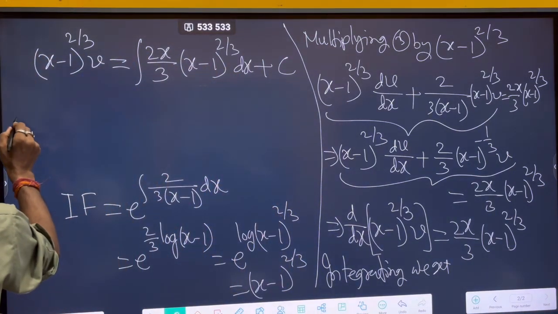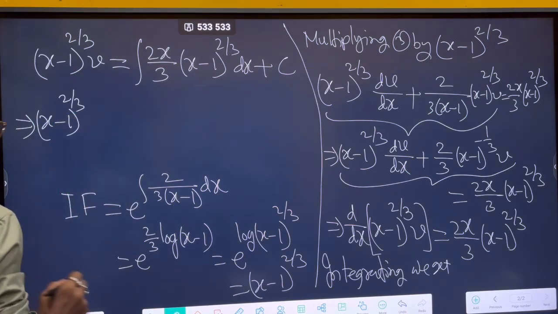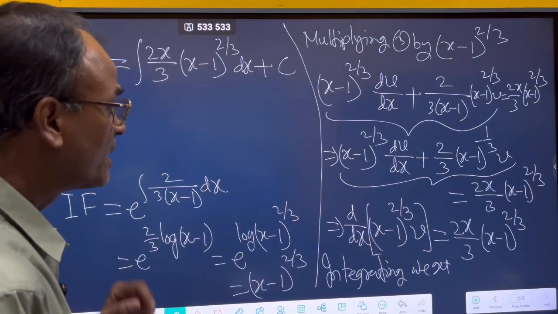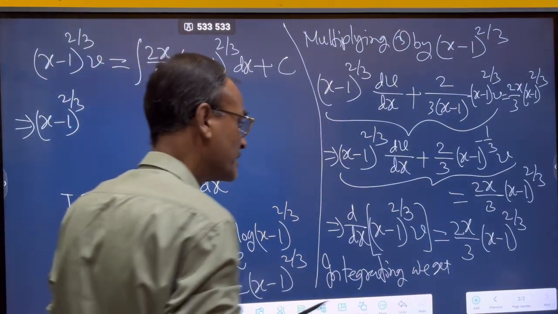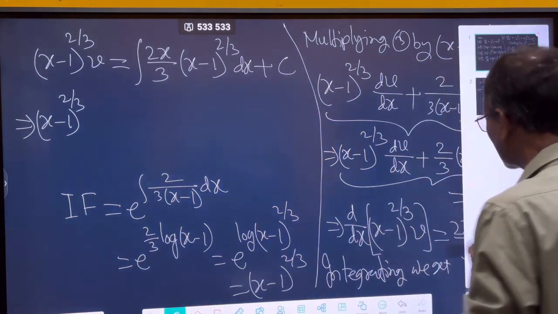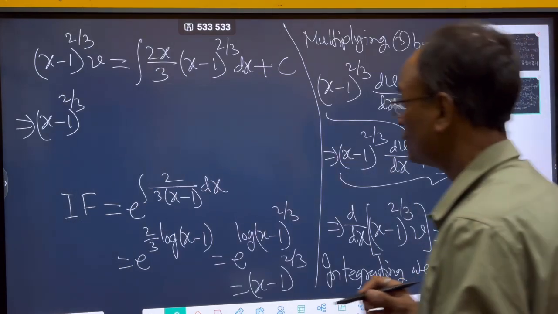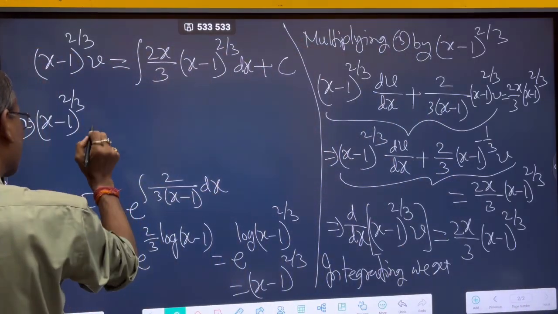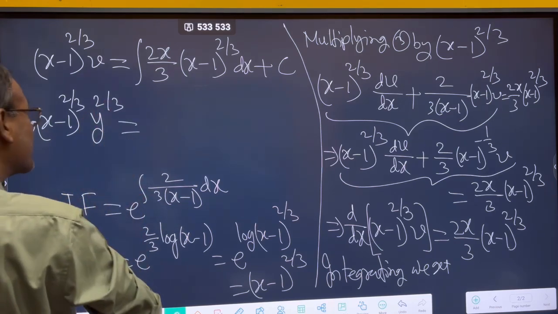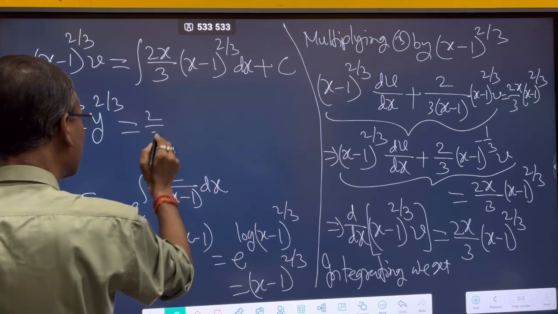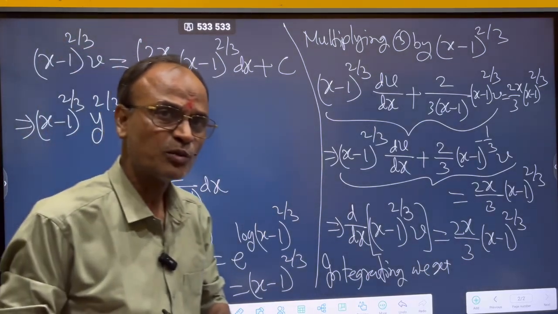This is equal to (x - 1)^(2/3) into v. What is v? Here, y^(2/3) equal to v. Y to the power 2/3. We need the integration of x into (x - 1)^(2/3).